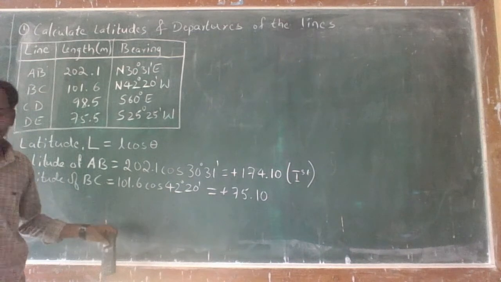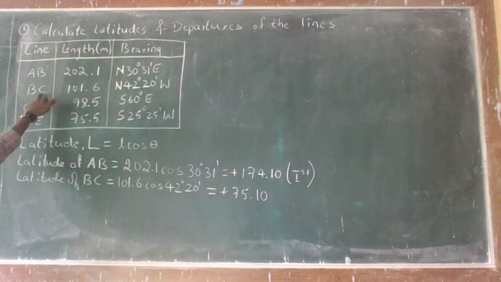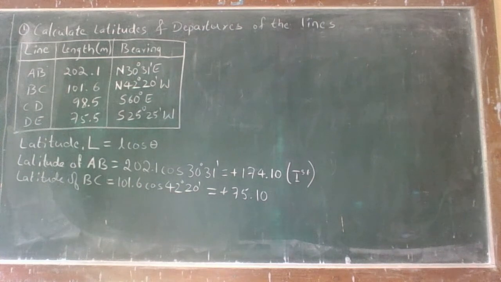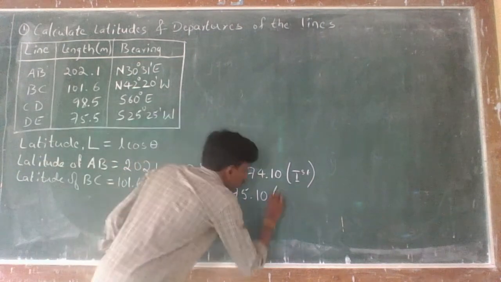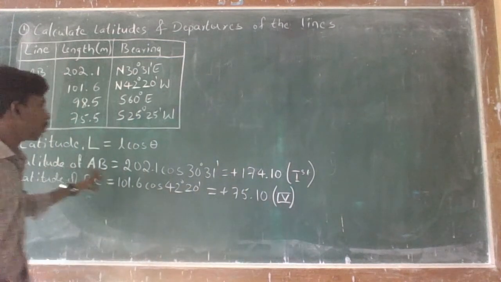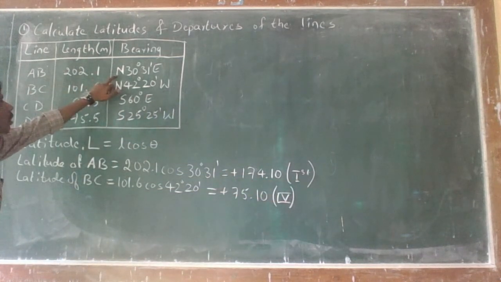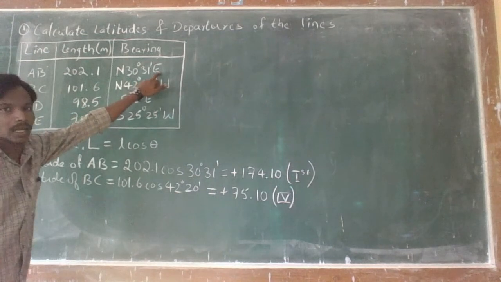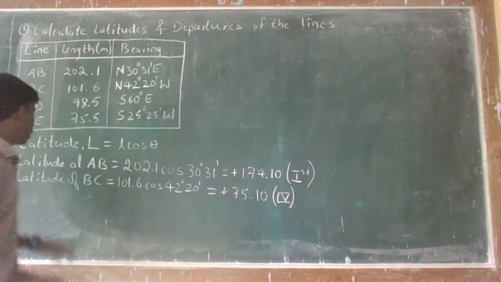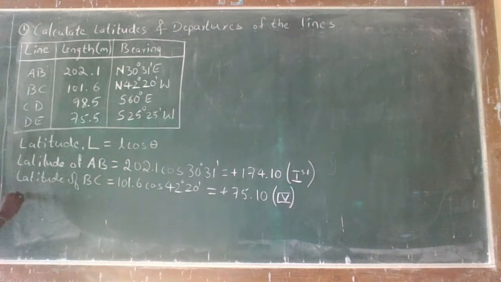Here you can see for BC they have given northwest. So northwest is nothing but the fourth quadrant. So write fourth quadrant. In the latitude of AB, we have written first because in the question they have given north and east directions, so that is the first quadrant. And for the line BC, the latitude of BC lies in the fourth quadrant. So let's go for the third one.